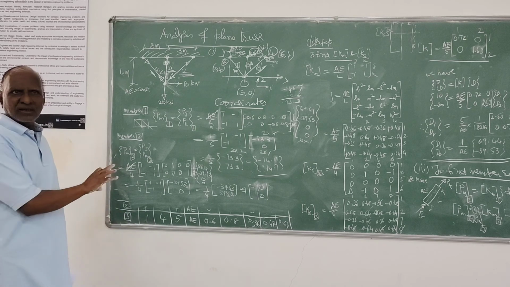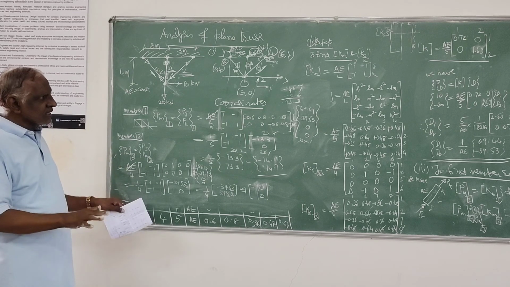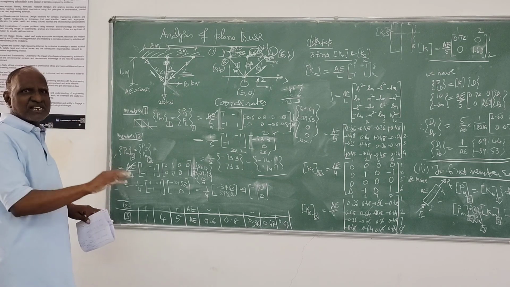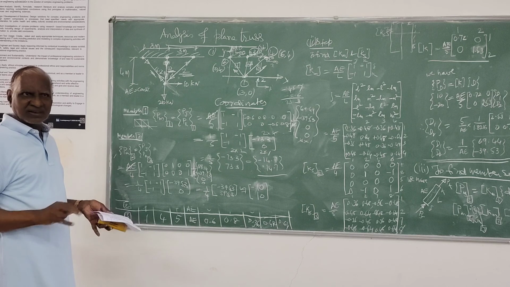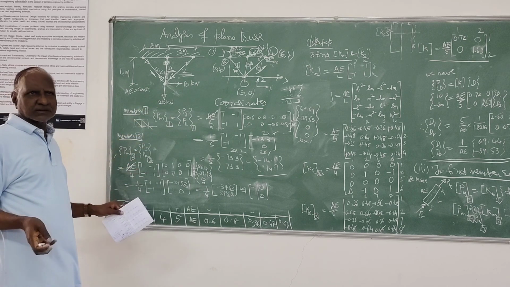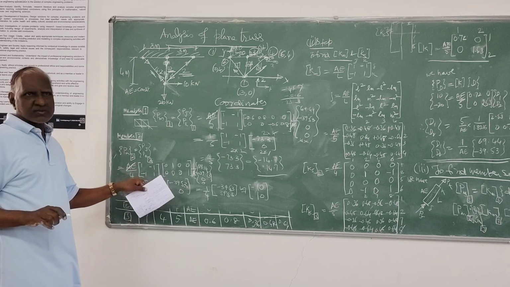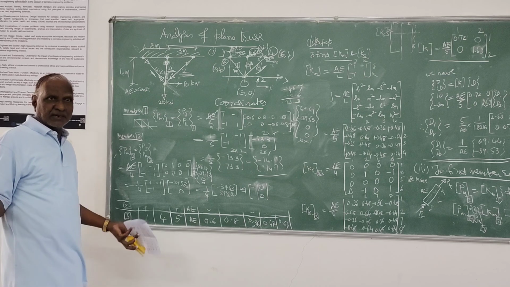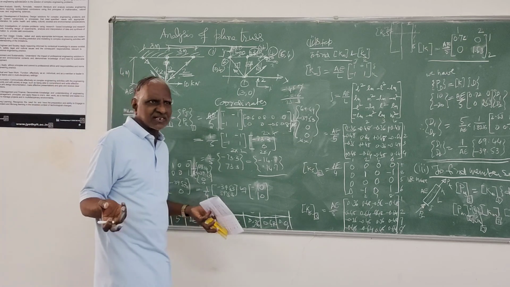All these things we have to do. So with this, the matrix stiffness method of analysis is completed. All the three types, beam, frame and truss, we have followed. Next, we will take up the law of unit.